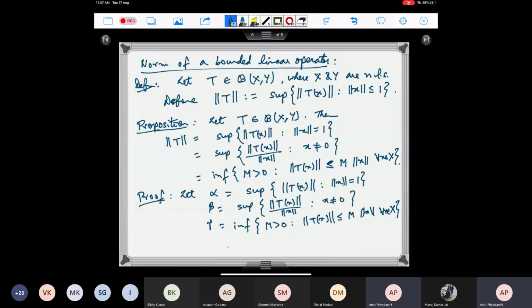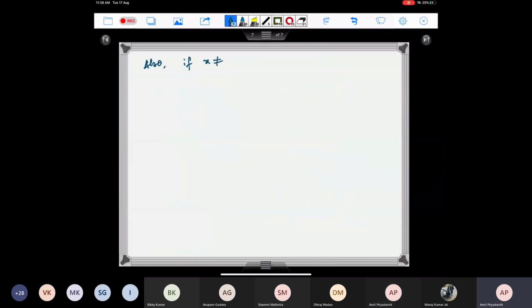First of all, in alpha, we are taking all x with norm x equal to 1 and then looking at the norm of Tx. So if norm x is equal to 1, then norm Tx by norm x is the same as norm Tx. So it is obvious that alpha is less than or equal to beta, because in beta we are taking the supremum over maybe a larger collection. So alpha is less than or equal to beta, and if x is any non-zero vector, then x by norm x is a unit vector.